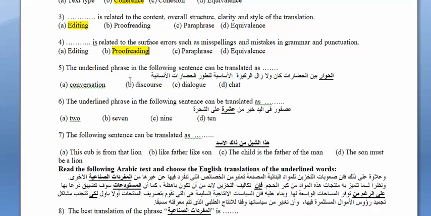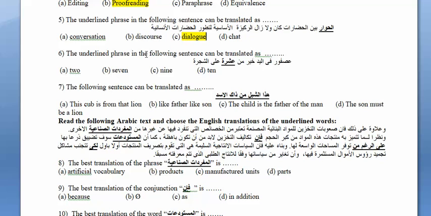The underlined phrase in the following sentence can be translated as conversation, discourse, dialogue, chat. الجملة هي الحوار بين الحضارات كان ولا يزال الركيزة الأساسية تطور الحضارات الإنسانية وتحتها خط كلمة الحوار. اختار conversation, discourse, dialogue, chat. Yes, dialogue.